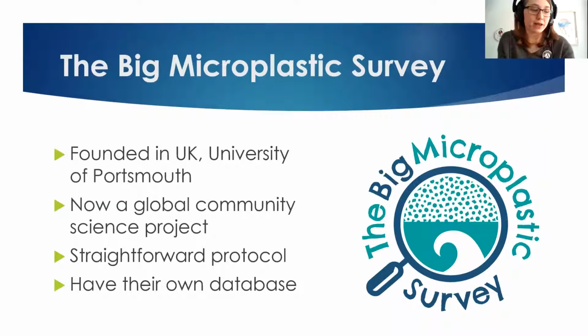So the Big Microplastic Survey started off as a very small project in the UK at the University of Portsmouth, and it ended up being a global project where a lot of people from all over the world were submitting data. And so now they have their own database where people submit their microplastic data. And one thing I really like about this project is that the protocol is really straightforward and really easy to do. The other one is a little bit more complicated, but there are some other pros to it as well.